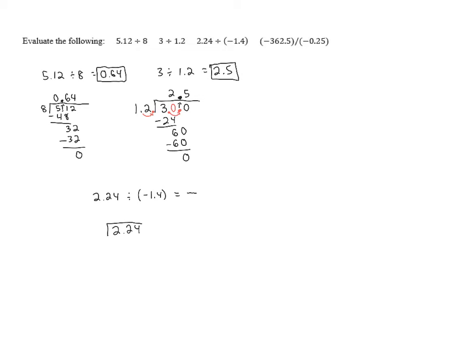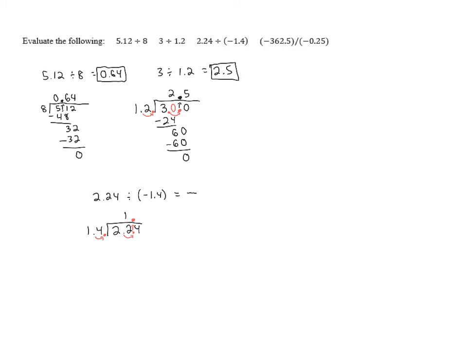2.24 divided by 1.4. Now we don't have a whole number here outside of the division symbol, so to make a whole number, we move the decimal point to the right one place, and we're going to have to do that inside as well, and that's where it's going to end up being in the answer. And once we've done that, we can do the division and ignore the decimals.